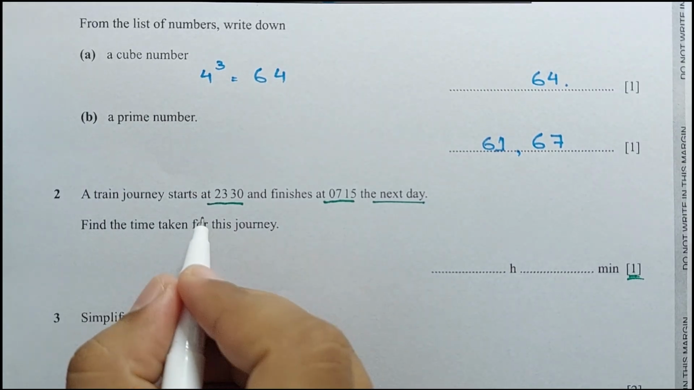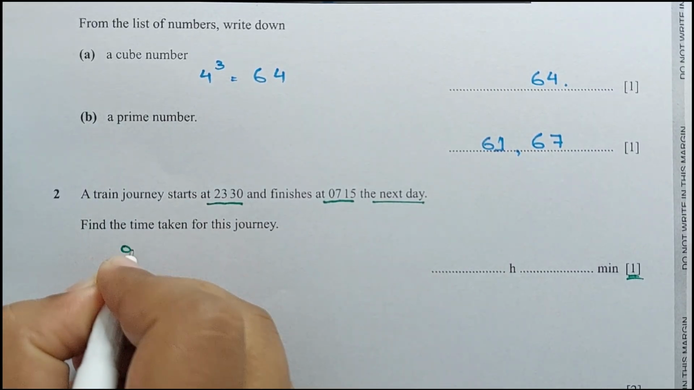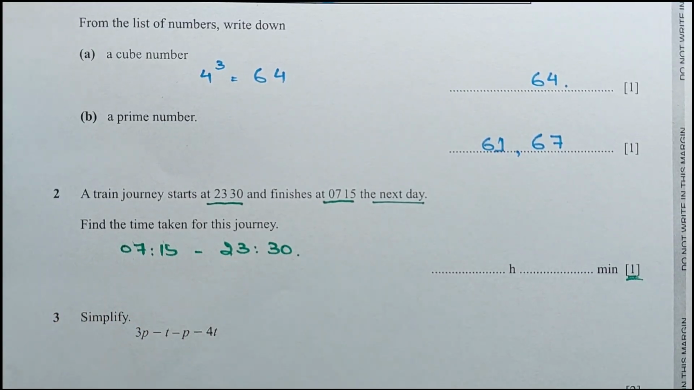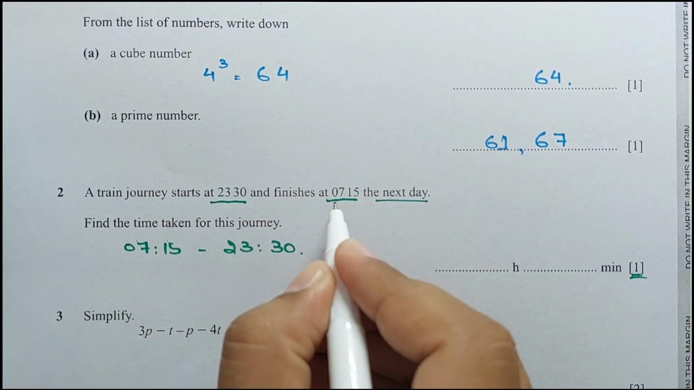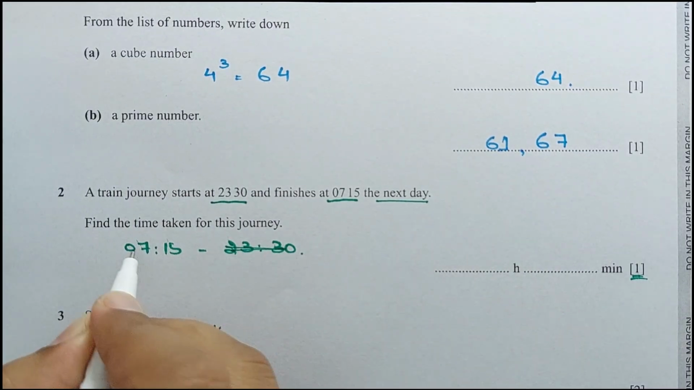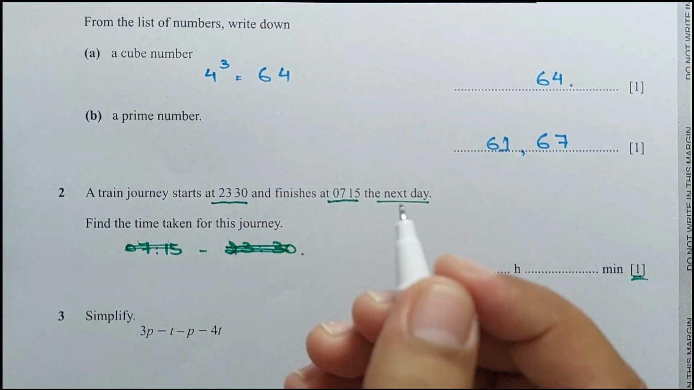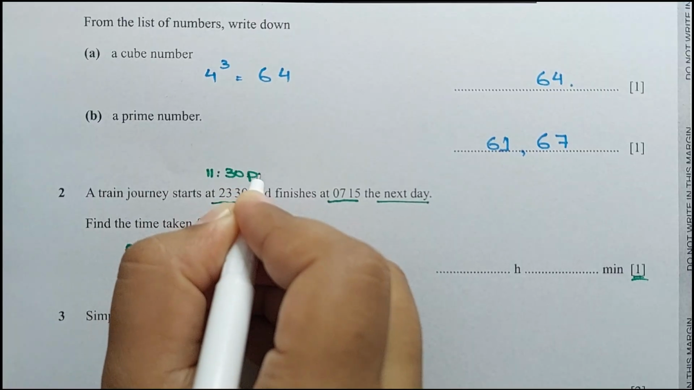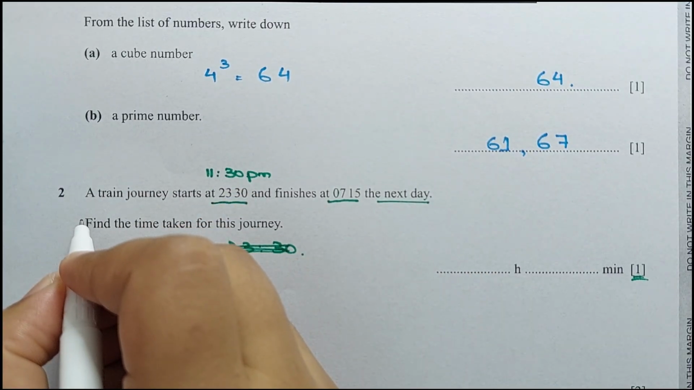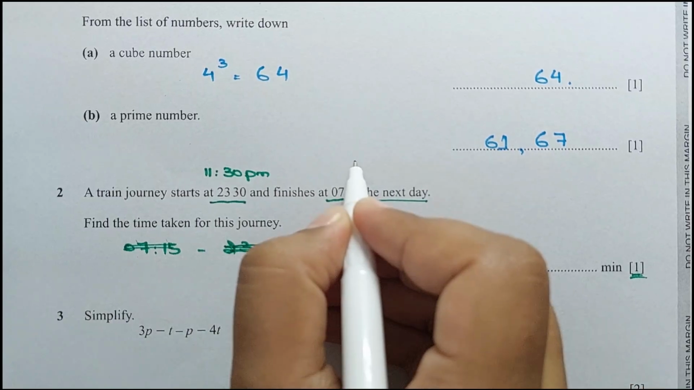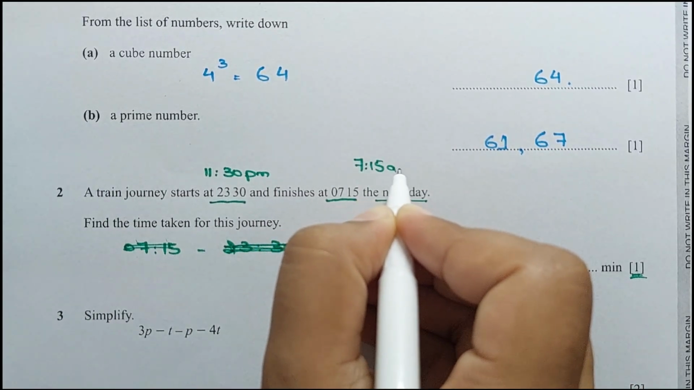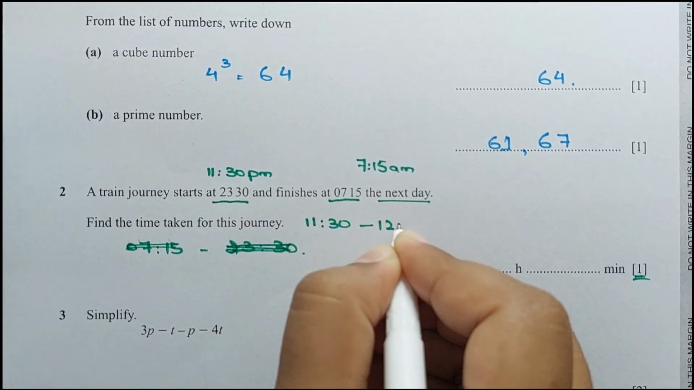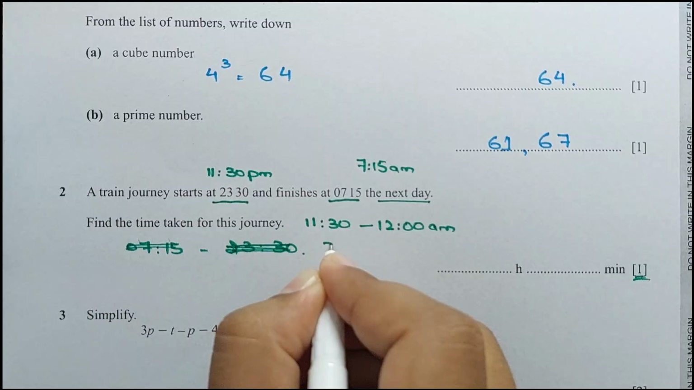Okay, so the time taken for the journey. From 07:15 you have to subtract 23:30. Sorry, this is 7:15 in the morning. If we convert 23:30 into the 12-hour clock, 23 is basically 11:30 p.m. at night. The train journey starts at night at 11:30 and it finishes at 7:15 a.m. in the morning. So from 11:30 till 12 a.m., the time is only 30 minutes.